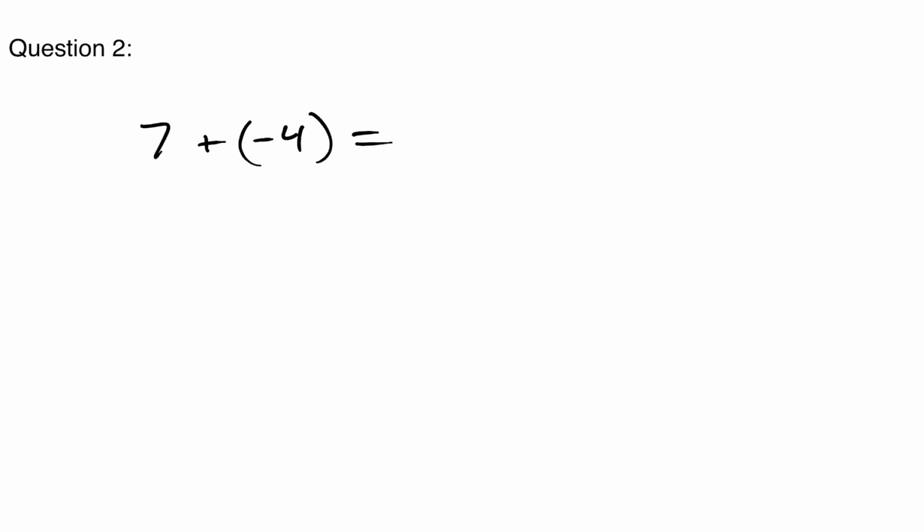Well, when our signs are different, we have to subtract. Here, 7 plus -4 can simply be written as 7 minus 4, because adding a negative is the same as subtracting a positive. And now we all know how to subtract. 7 minus 4 is equal to 3. And that's our final answer.